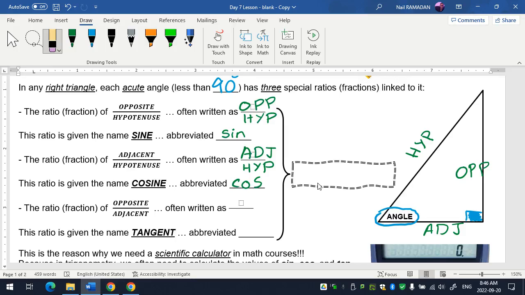You write OPP, sorry, OPP over ADJ. Okay? Who can read this word? Tangent. And what's the abbreviation for it? TAN. Tan. Thank you.